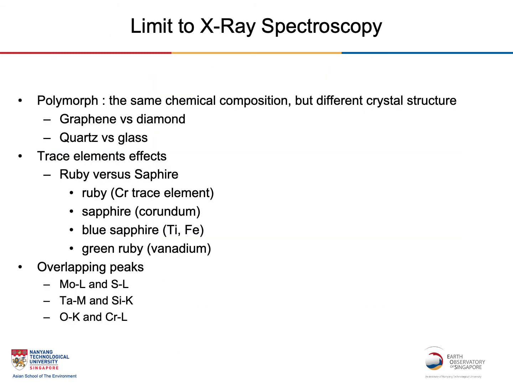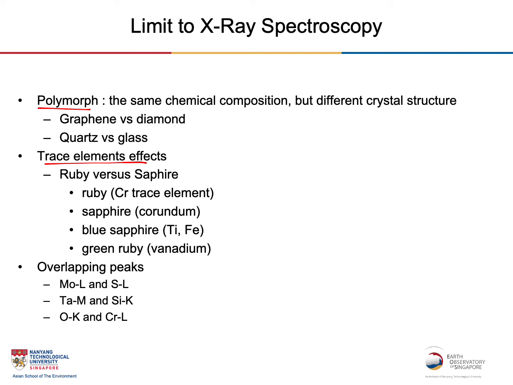And here in summary, I put the list of the limits of X-ray spectroscopy. Of course, as I discussed earlier, we have the polymorph problem, where graphene versus diamond, quartz versus glass look the same. And we have the trace element effect, like for example, ruby. Ruby is sapphire with the trace element of chromium, and blue sapphire as well. So these all will look the same.